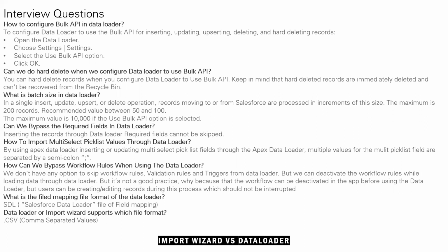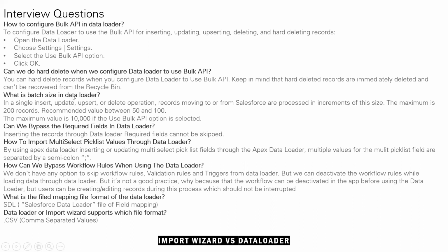Even though you have done that, do note that you need to have permissions. Like while going through the classes, Vimlas has showed us, we need to have permission to hard delete records. We can create a permission set and then assign it to a user. Can we do hard delete when we configure data loader to use bulk API? Yes, you can do hard delete once you have configured bulk API.